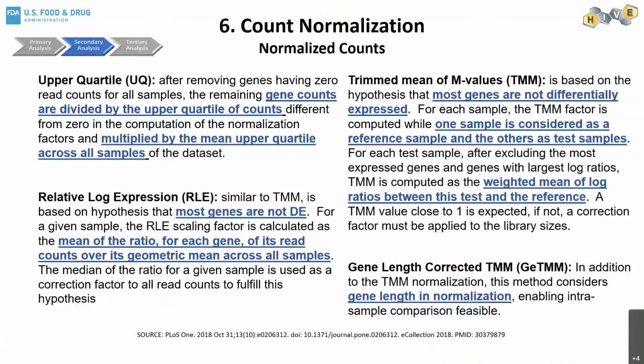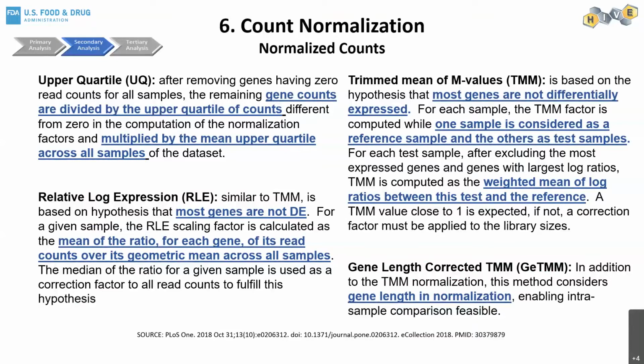There are multiple metrics for normalization. I'm just mentioning some that we are planning to integrate into the pipeline. They are not integrated yet, but those are the metrics that we decided to add, probably in the next release. One is the upper quartile: after removing genes with 0 counts, the counts are divided by the upper quartile of the counts and multiplied by the mean upper quartile across all samples.